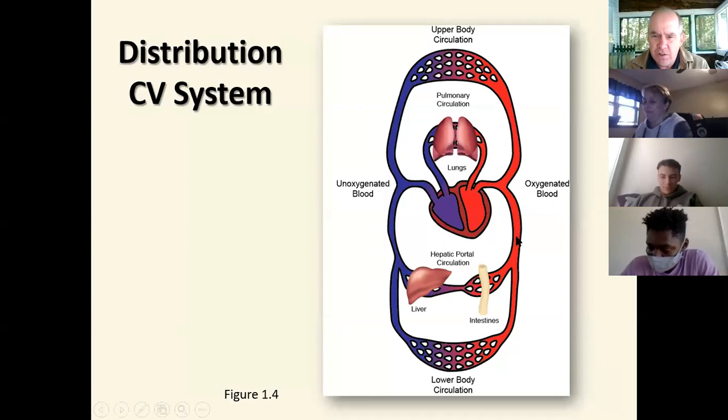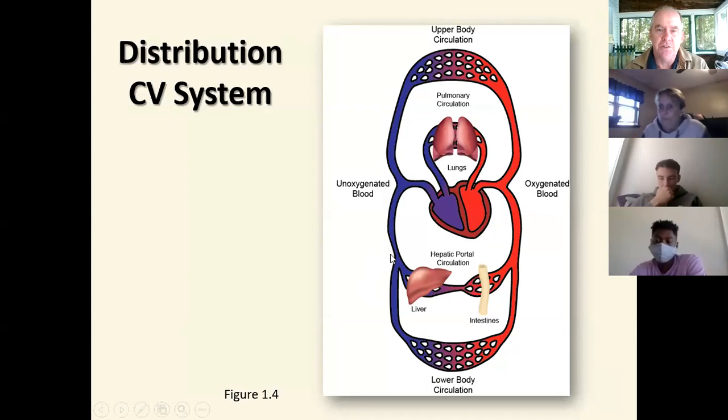Okay, so the bottom part of it comes down here, goes to your intestines, the whole rest of your body, and then the lower circulation all comes back into the vena cava, goes into the right side of the heart. From the right side, it goes out to the lungs, and this is your pulmonary circulation, comes through the lungs and back to the left side of the heart.